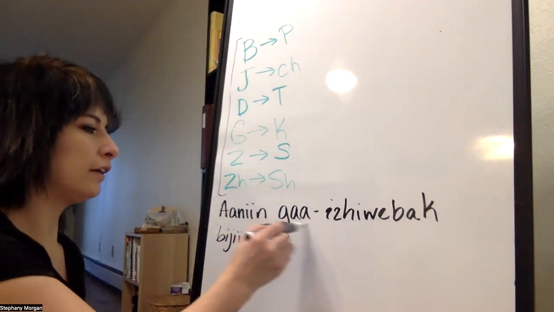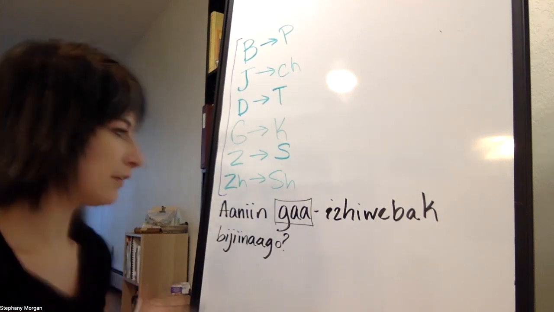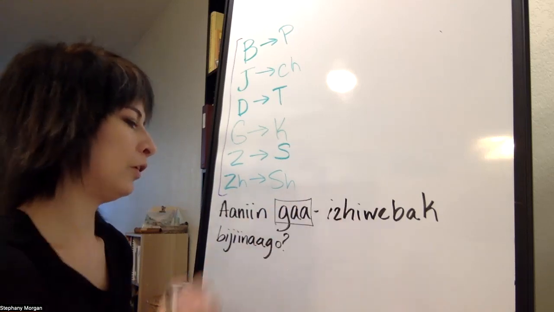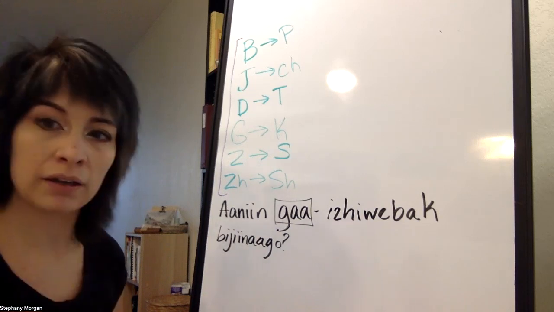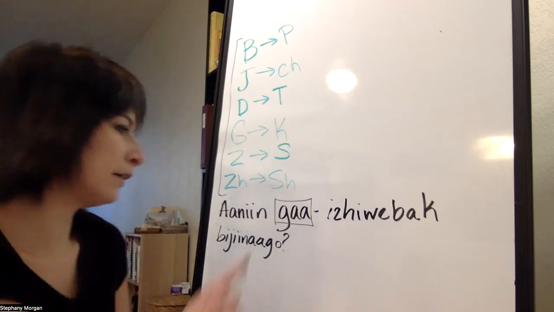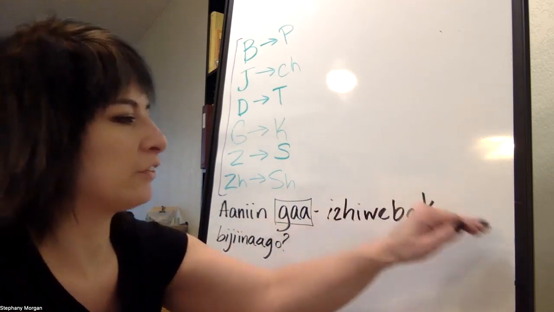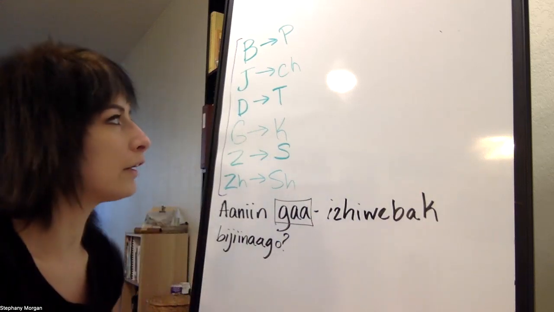So ga in this case is that changed version of gi, past tense. This indicates past. Ishiwebuk, what's happening outside, or the weather being outside. You could say anin ga ishiwebuk ugwajing bijinago, what happened? What was the weather outside yesterday? But the word weather kind of implies that it's happening outside, so I'm not going to write it.